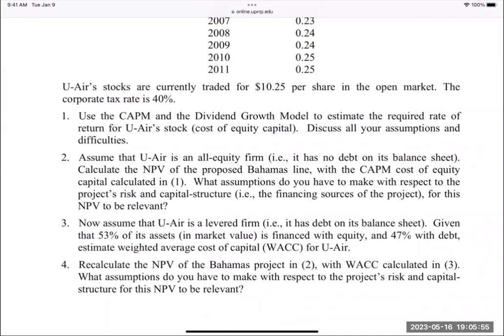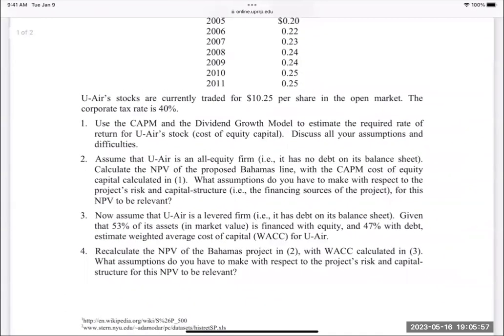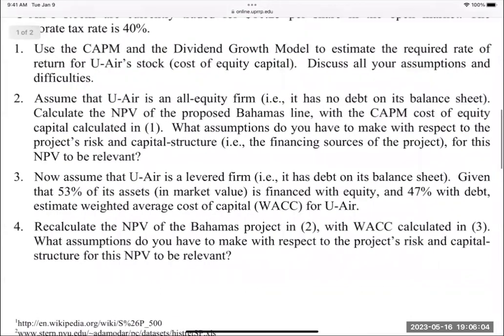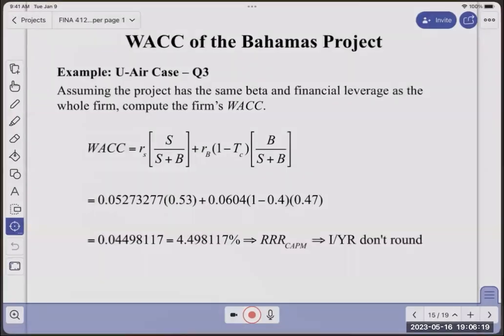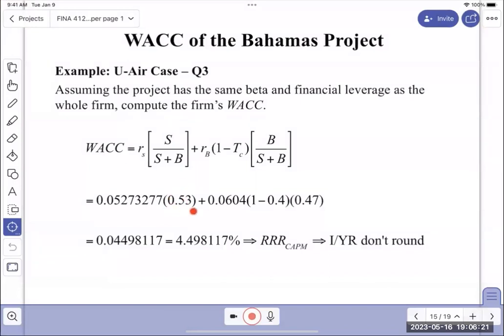All right, so here's the information from question 3. Assume UAir is a levered firm, 53% of its assets financed with equity and 47% financed with debt. Estimate the WACC. Okay, so there you go. 53% is financed with equity and 47% financed with debt. 1 minus TC.